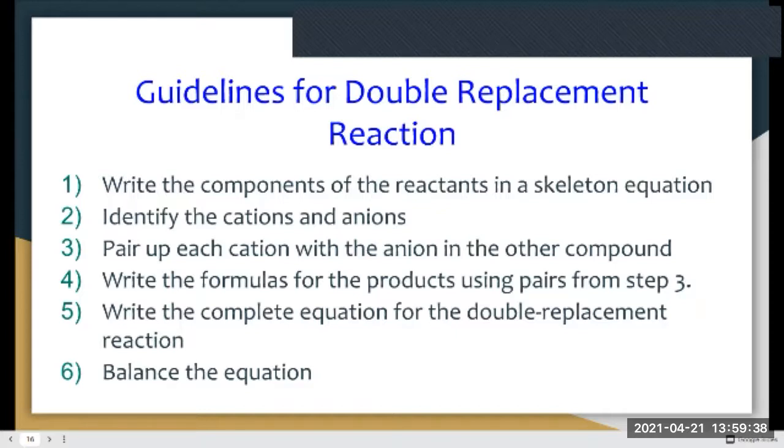Then you're going to pair up your cations and anions with the other compound. So you're going to take your A and mix it with Y, and your B and mix it with X. And then you're going to write the formulas for the products using your pairs from step 3. And then you're just going to write the complete equation and then balance it once you've learned how to balance reactions.